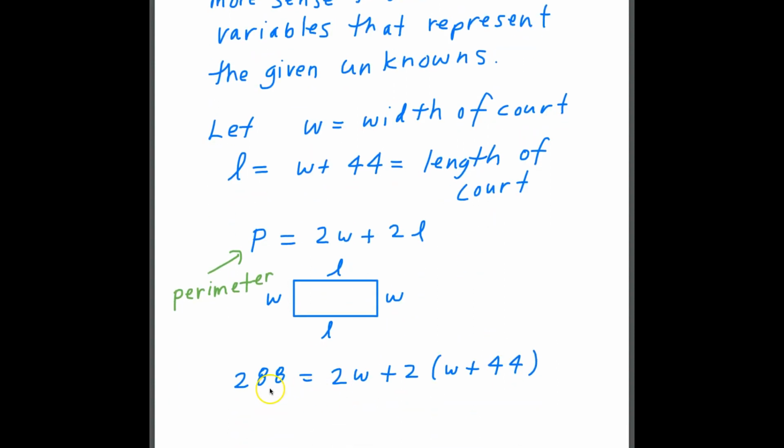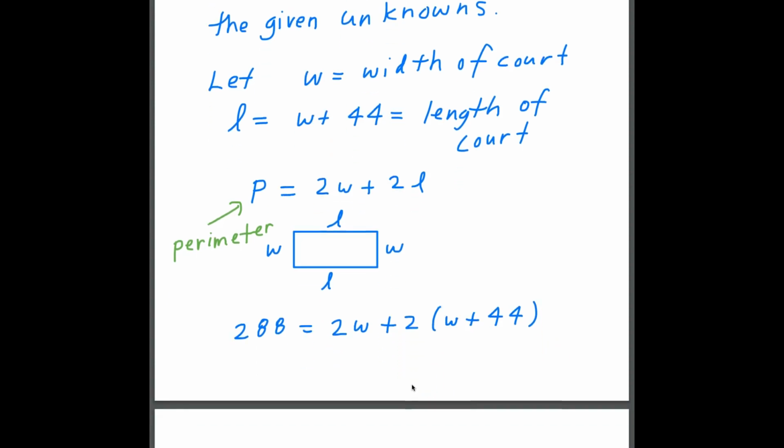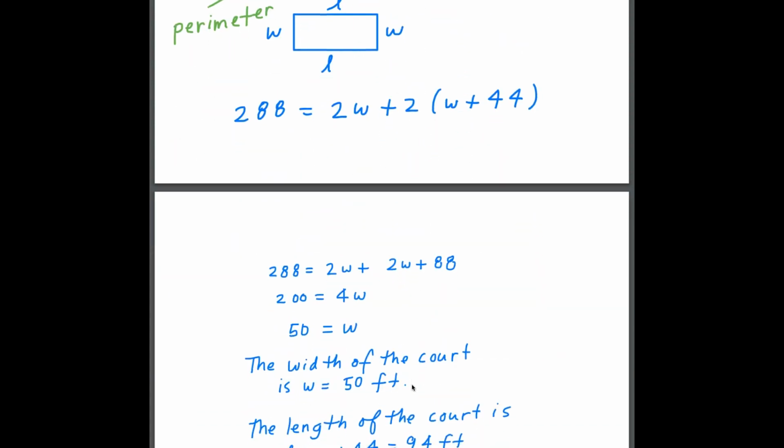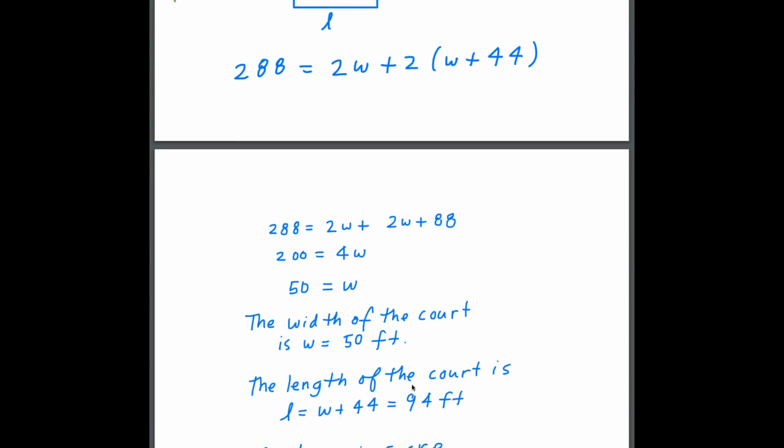And I'm going to substitute in for perimeter. So this is my P. This is my 2W. And I'm going to substitute in for L as W plus 44. So even though I used two variables here, I would just like to write our equation in terms of one of the variables. We're going to distribute this 2. And once we distribute the 2, we get this equation.